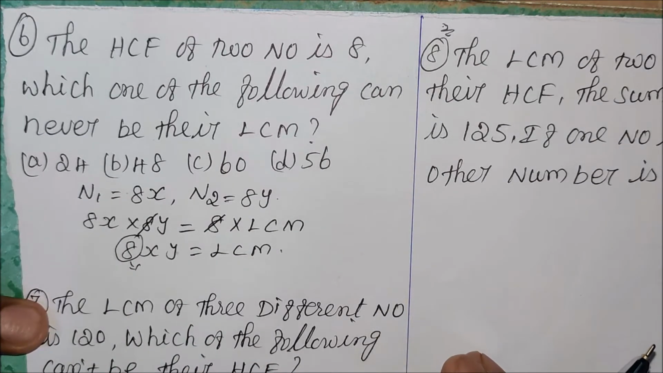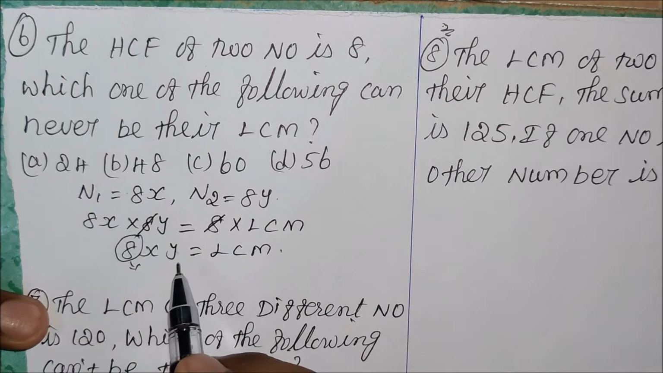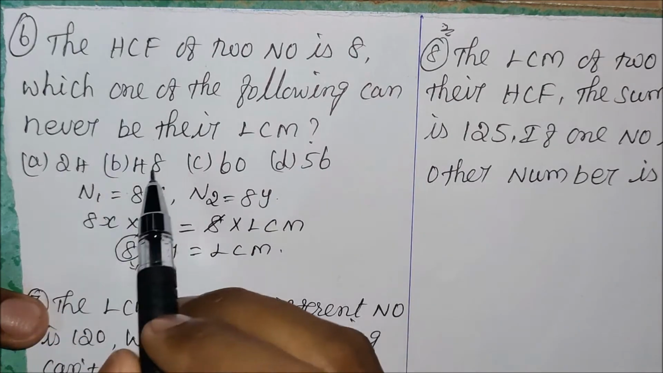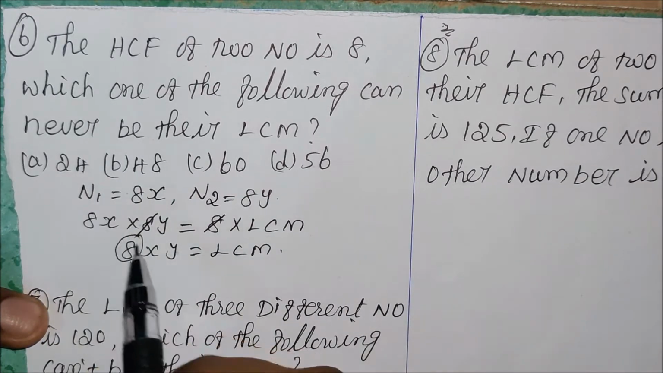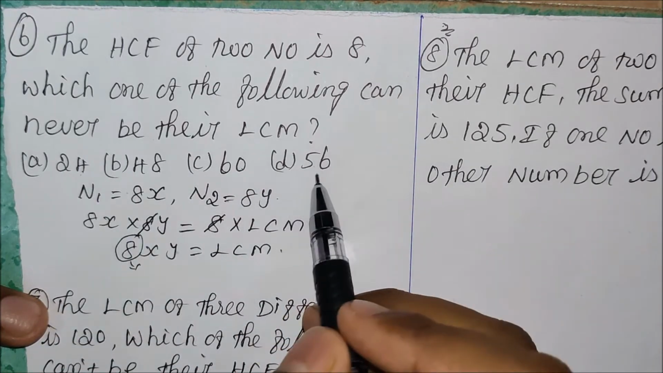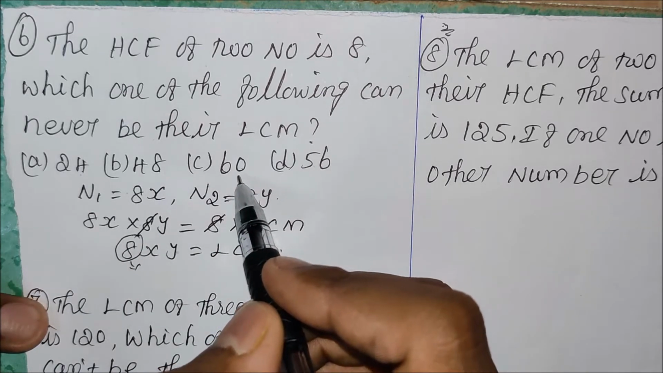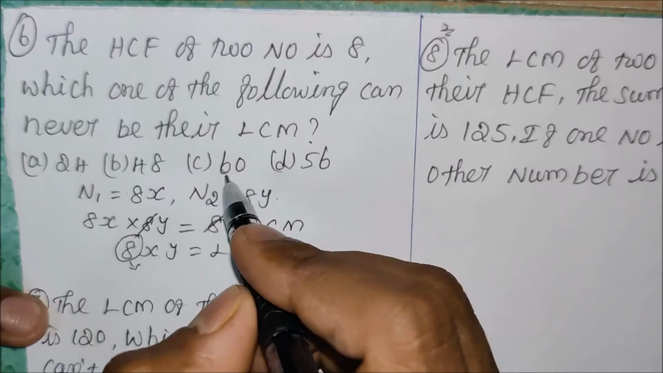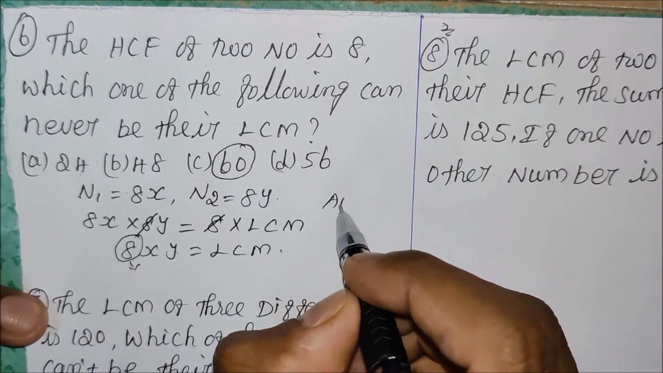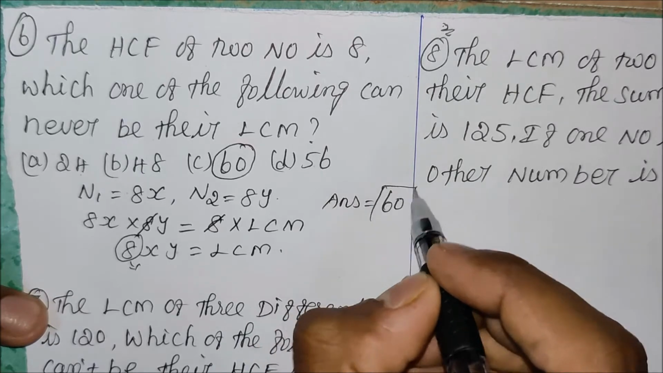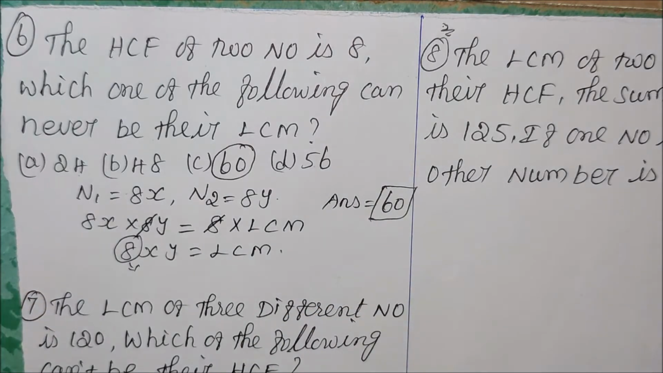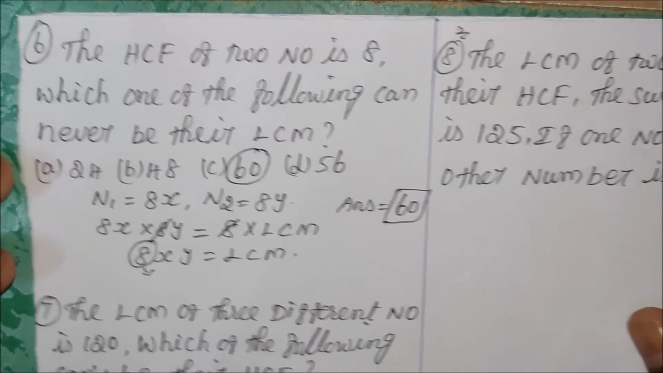So hence we go through the options and find the one which is not a multiple of 8. That will be the answer. Here we have 24, 48, 60 and 56. In these, 24, 48 and 56 are multiples of 8, but 60 is not. So this number should never be their LCM. So the answer should be 60. Got it? So we learn how to solve those types of questions in a smarter way. That is the main thing. Next we'll see the next question.